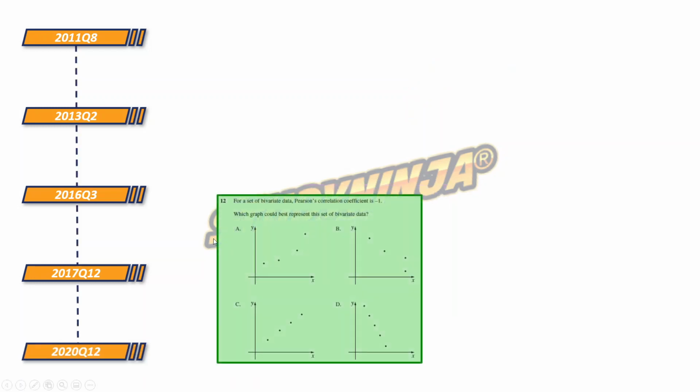Then finally moving to 2020 question 12, which was the latest question that appeared. So which of the ones has a correlation coefficient of -1? Minus means it would be going down. And because it's -1, it would be really a straight line. So once we know this, we can straight away pick this because that's a straight line going down. This is going up, can't be right. This is going up, can't be right. This is going down, but there is one point that's just out of the way. So this can't be right.